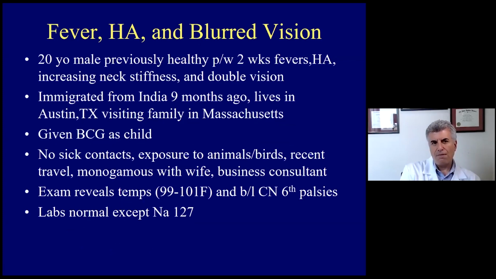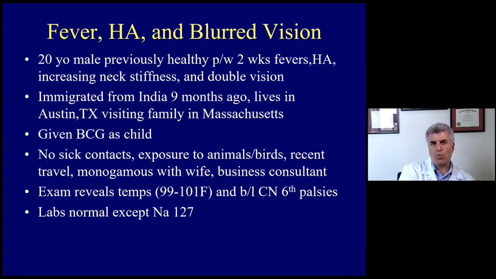Next case, fever, headache, and blurred vision. This is a 20-year-old male who's previously healthy and presents with 2 weeks of fevers, headache, increasing neck stiffness, and double vision. He immigrated from India 9 months ago, and he lives in Austin, Texas, visiting family in Massachusetts. He was given BCG as a child. He had no sick contacts, exposure to animals or birds, or recent travel.